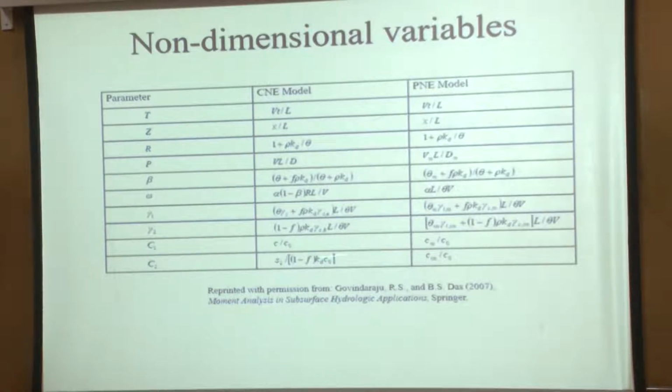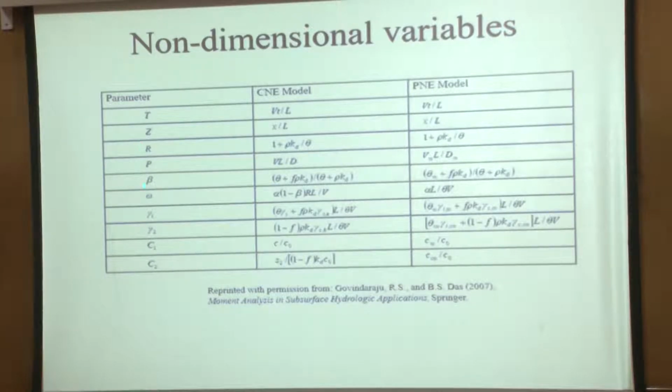So C1 and C2: C1 would be the liquid phase concentration, and C2 would be the solid phase concentration, but both are non-dimensionalized. In the chemical non-equilibrium model, remember, we have concentration in the liquid phase and concentration in the solid phase. For the physical non-equilibrium model, these are concentrations in the mobile and immobile region. So different non-dimensionalizations. Then gamma 1 and gamma 2 are the decay rates, and these are also non-dimensionalized.